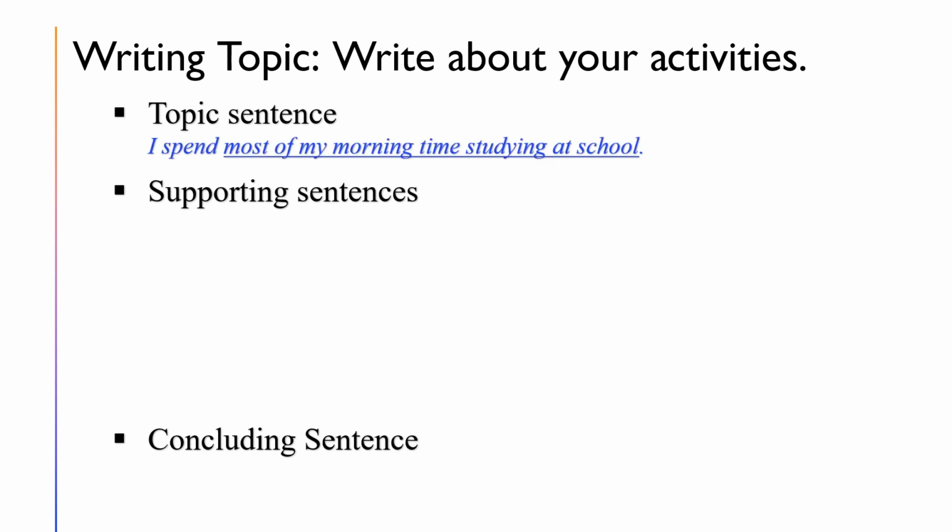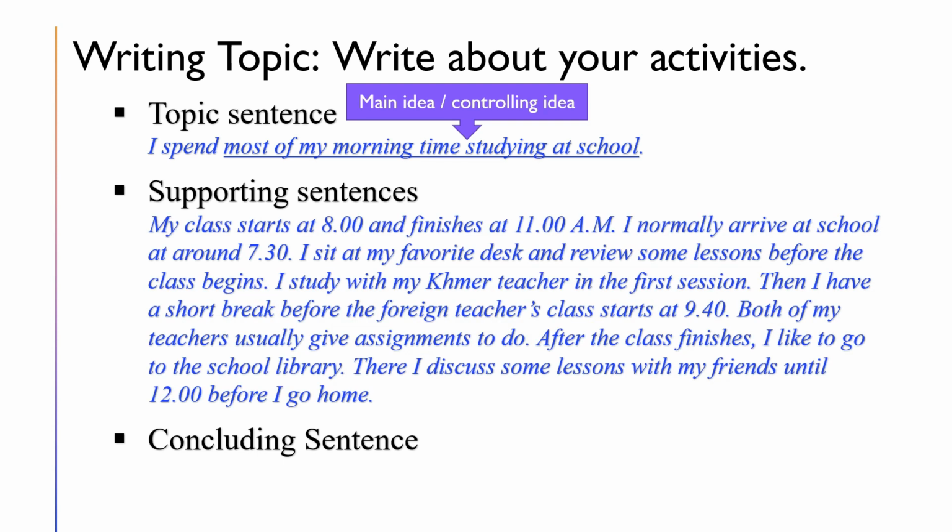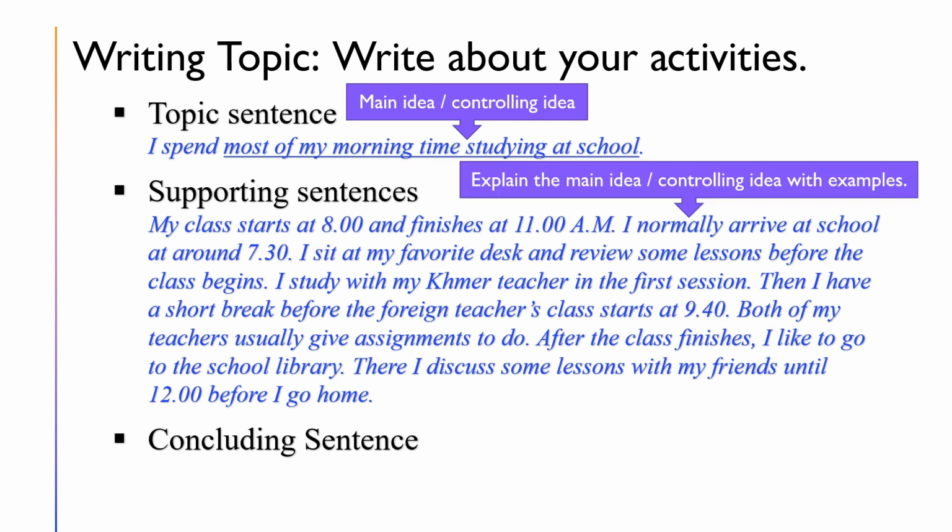Here is your topic sentence: I spend most of my morning time studying at school. This underlined part is the main idea or controlling idea. This is the part that you are going to explain further in your paragraph. The next one, the supporting sentences, explains the main idea or controlling idea with examples. And lastly, the concluding sentence rephrases the topic sentence.